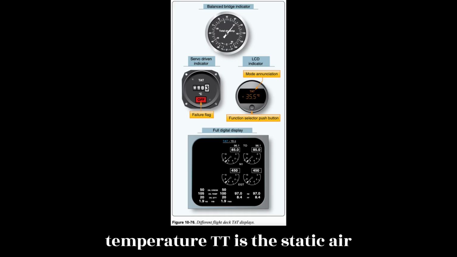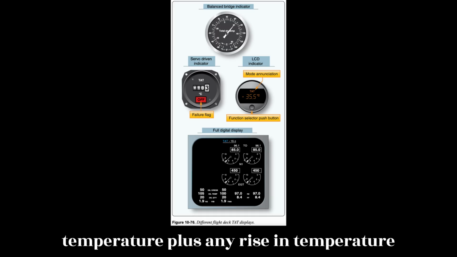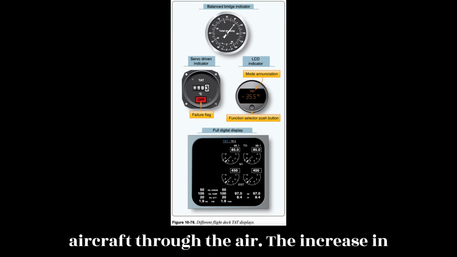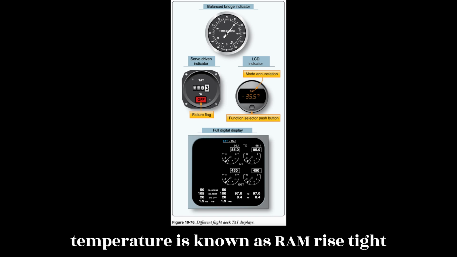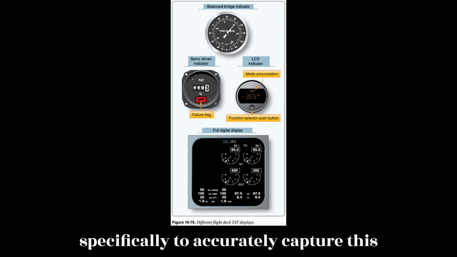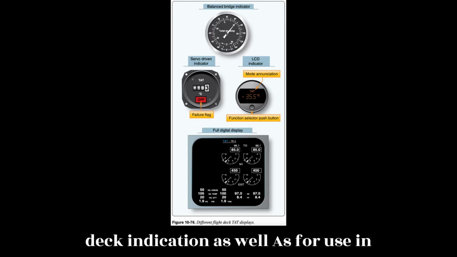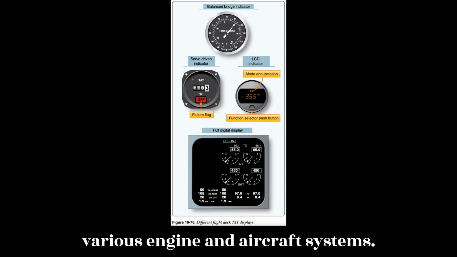Total air temperature, TAT, is the static air temperature plus any rise in temperature caused by the high-speed movement of the aircraft through the air. The increase in temperature is known as ram rise. TAT sensing probes are constructed specifically to accurately capture this value and transmit signals for flight deck indication, as well as for use in various engine and aircraft systems.